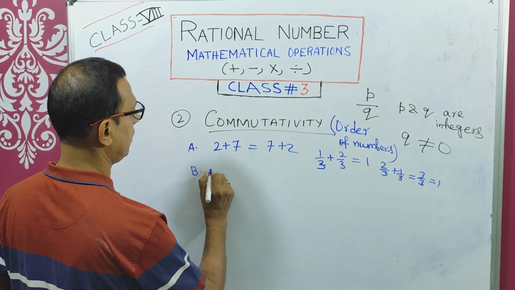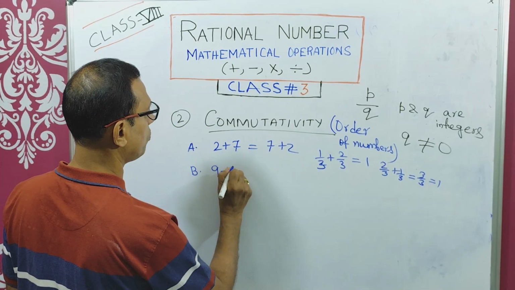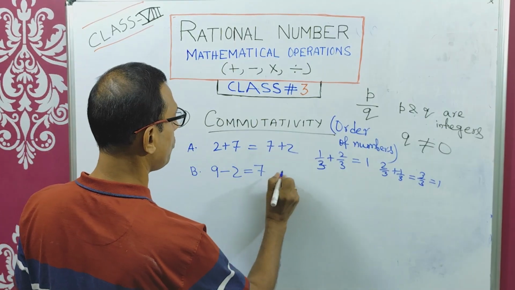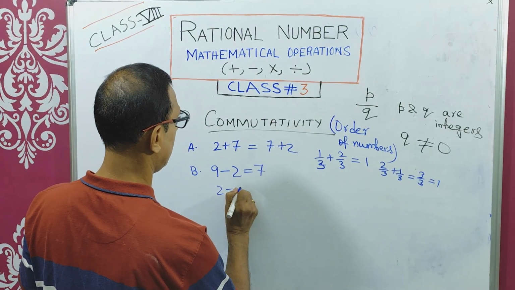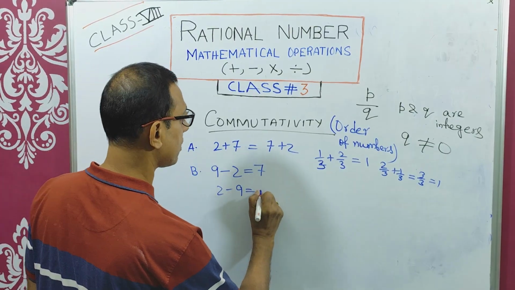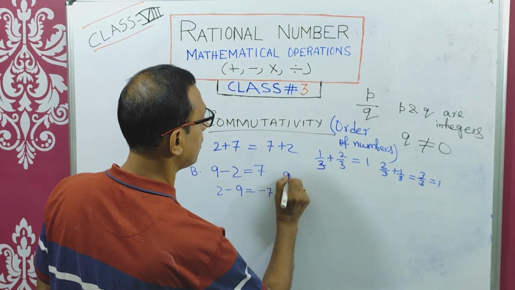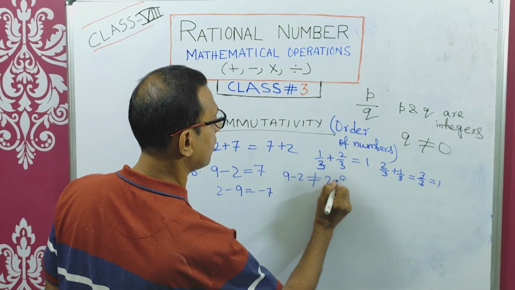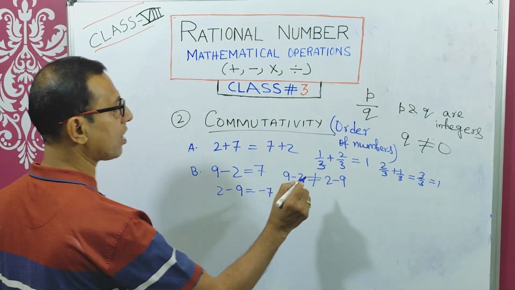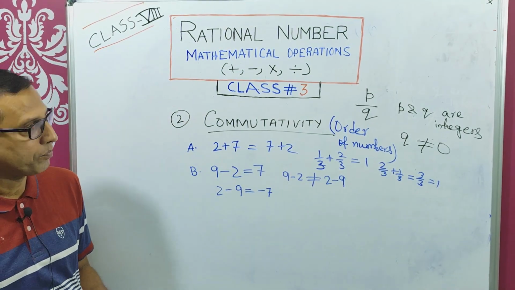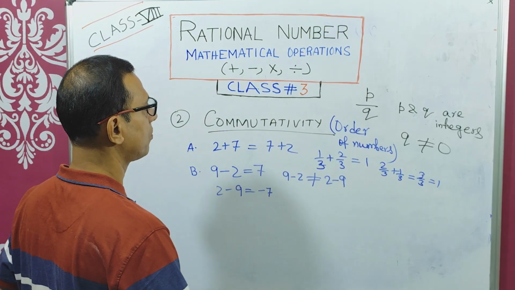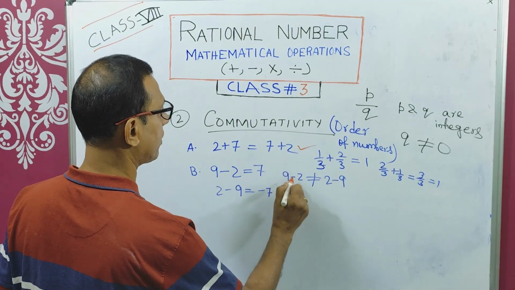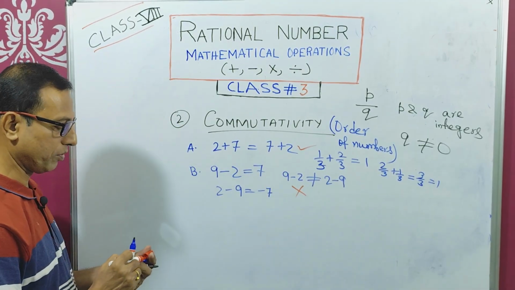B, subtraction. Does it support commutativity? Let's see. 9 minus 2 equals 7. But if we change the order, 2 minus 9 equals minus 7. That means 9 minus 2 is not equal to 2 minus 9. That means it does not support commutativity. So addition supports commutativity, but subtraction does not support commutativity.